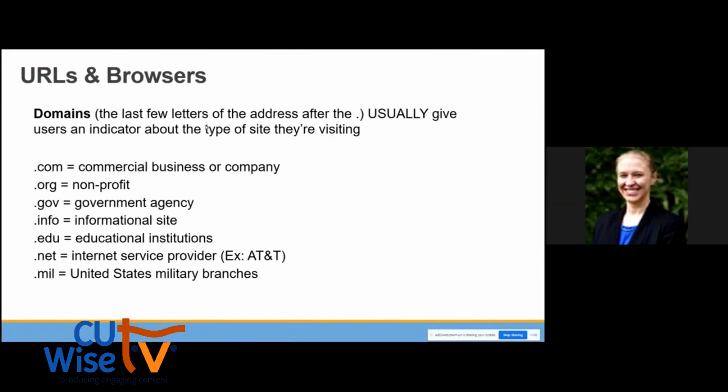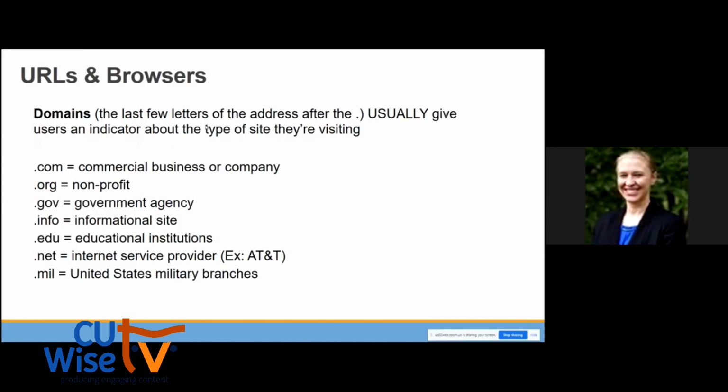We're going to talk a little bit about domains real quick. The domain is indicated by the last few letters of the address, usually after the last period, and it will generally tell you what kind of site you're visiting. This is a little less accurate nowadays because you can have domains like puppies.dogs, where the domain is dogs and the site is puppies.